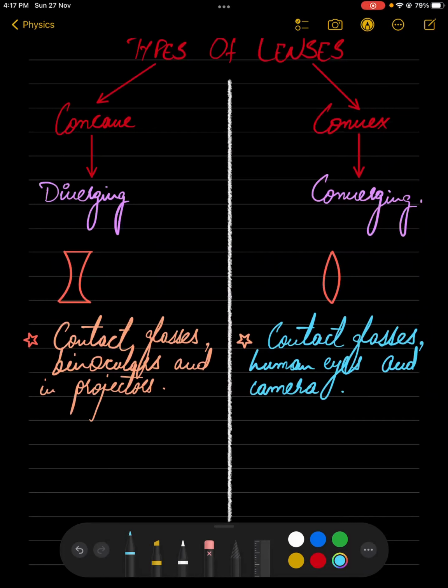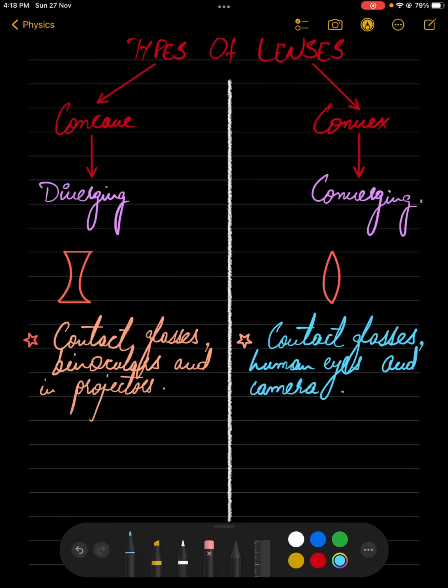तो आपकी आई साइट हो या आपका कैमरा हो वहां पे आपको कॉन्टेक्ट लेंसेज या जो आपके लेंस लगे होते हैं वो कॉन्वेक्स की फॉर्म में होंगे. They would be converging the light rays, bringing the light rays closer to one another.